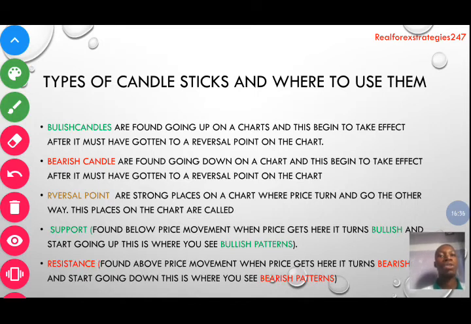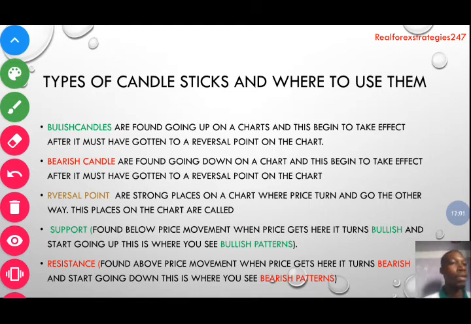Another strong reversal point is called a resistance. Resistance is found above price movement. When price gets here, it turns bearish. Let me move this a little bit. Okay. It turns bearish and starts going down. This is where you see bearish candlestick patterns.